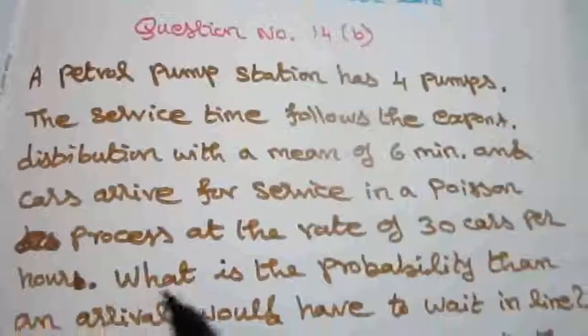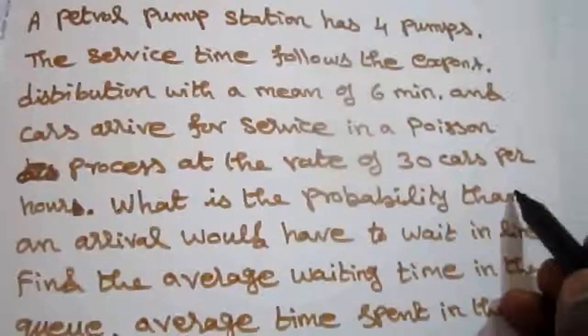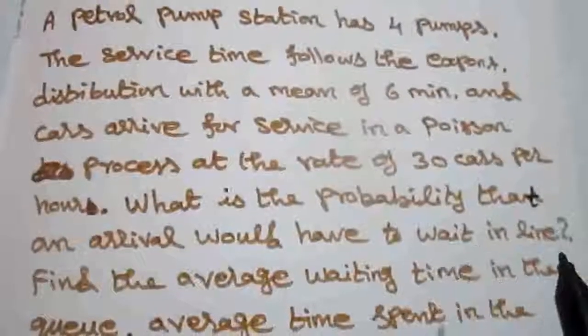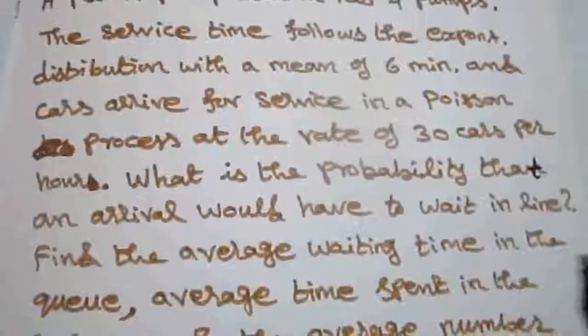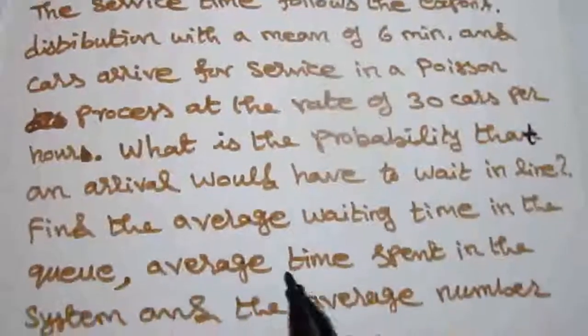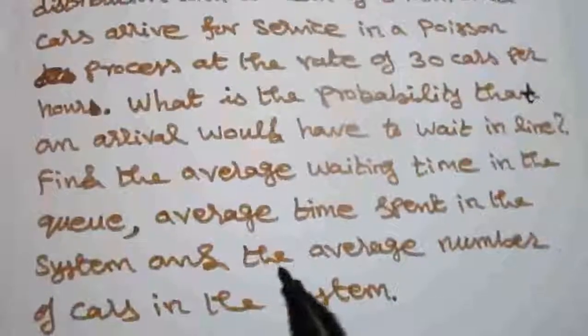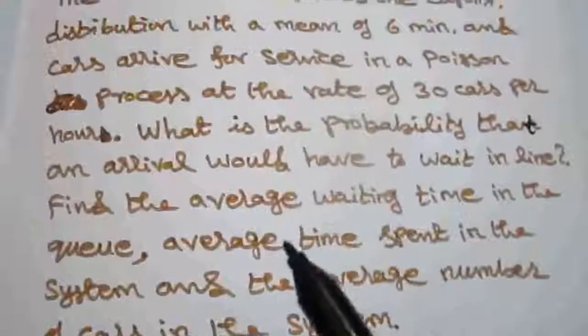The question is, what is the probability that an arrival would have to wait in line? Another question, find the average waiting time in the queue, average time spent in the system, and finally the average number of cars in the system. So these are all questions.